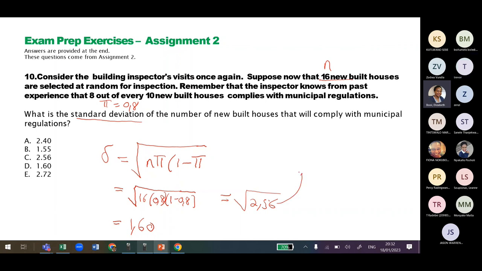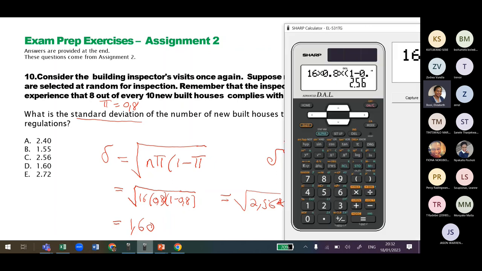So the answer of 2.56, that is what we call the variance. This is the variance. It is sigma squared. Just this answer inside. Once you have that answer, then you just press the square root of the answer and it will give you the standard deviation, which is option D.